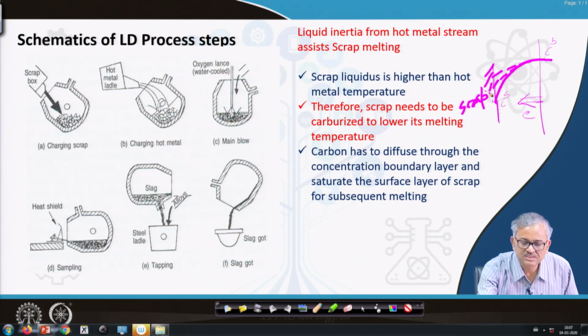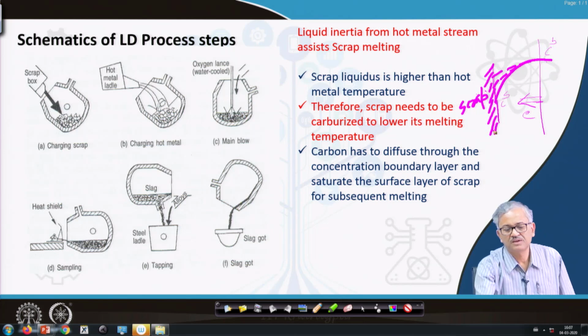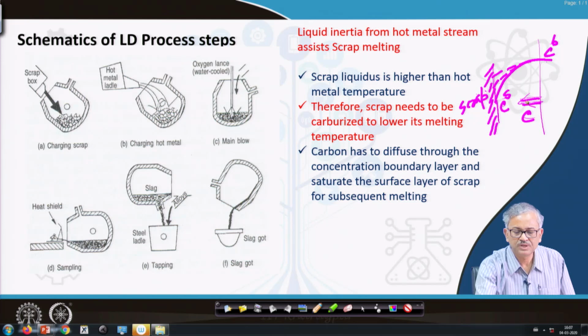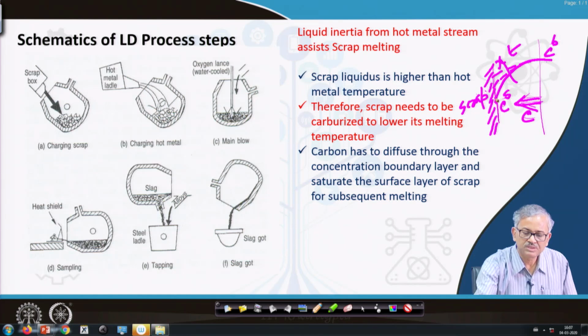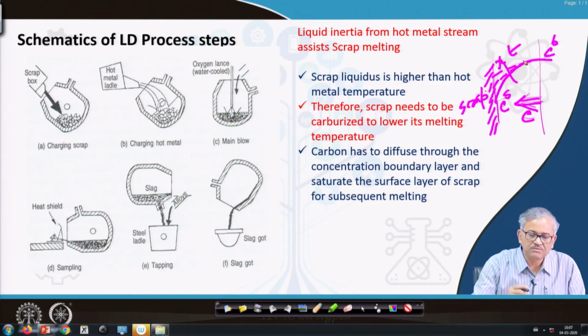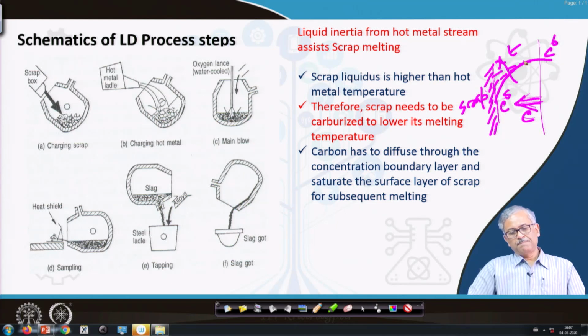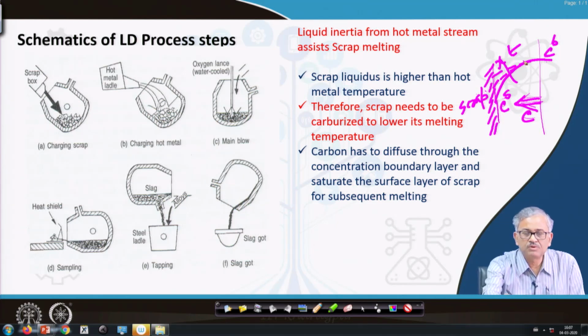This side is the scrap side, and the concentration from the hot metal is coming. This is the bulk concentration, CB, and this is CS, the concentration at the surface, and carbon is diffusing this way. With time, as you increase the time, the concentration profile will change like this from here to here. It will go on increasing, and finally the carbon concentration on the scrap surface will increase, and that is the way it will carburize, and finally it will melt. So, it is basically mass transfer.